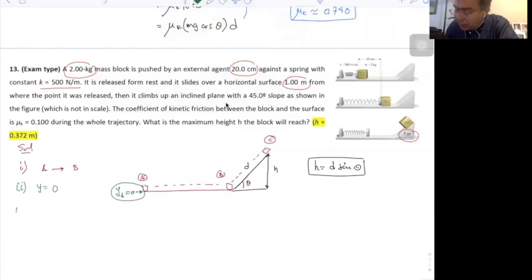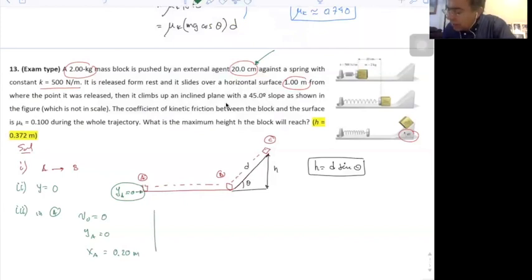Then step number 3, let's proceed as before. In A, what do we have? Initial velocity is 0. Initial height is 0. Initial compression for the spring, because now we have a spring which is compressed. So that means we have some elastic potential energy at the beginning. And it is given, it says an external agent pushed against the block, against the spring, compressing it 20 centimeters, that is to say 0.2 meters.